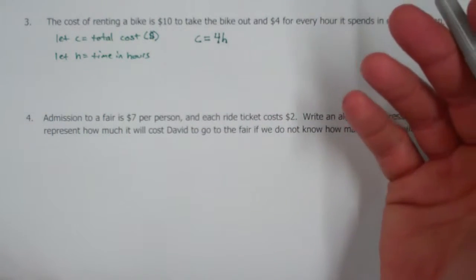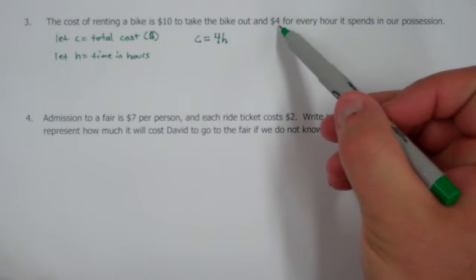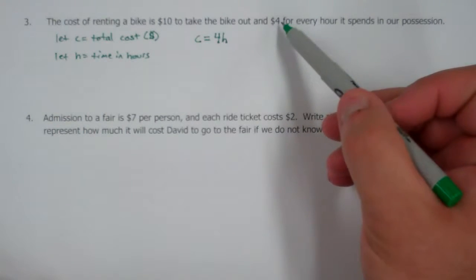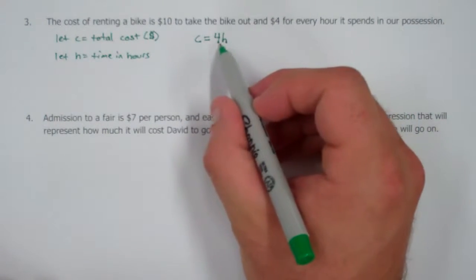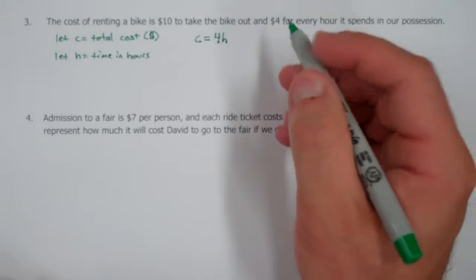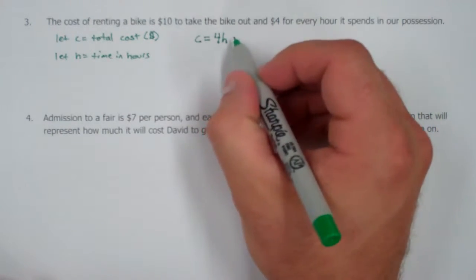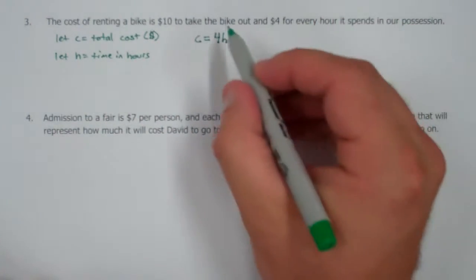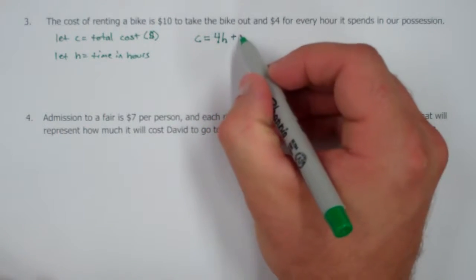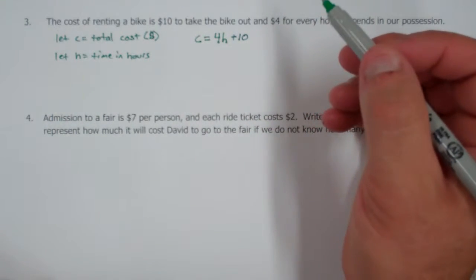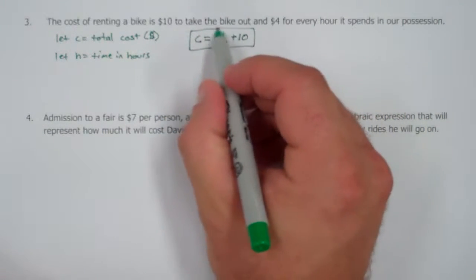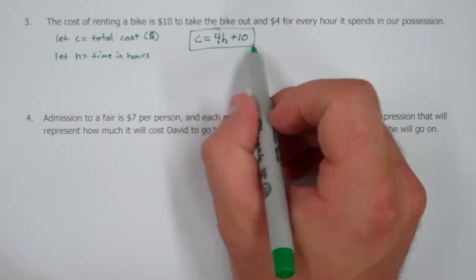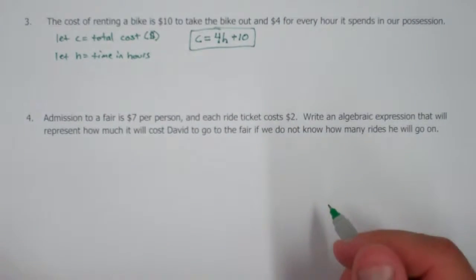So if you have the bike out for 1 hour, you just get charged $4. If you have it 2 hours, it's another $4, or 8. In other words, it's 4 times 2. So you can tell here that we're multiplying the 4 and the h, so that's appropriate. And then for the day, you just need to add that 10 there. You don't need to multiply by anything. That's just a fixed cost. So we have the total cost being 4 times the hours plus $10, which is the cost of just renting the bike.